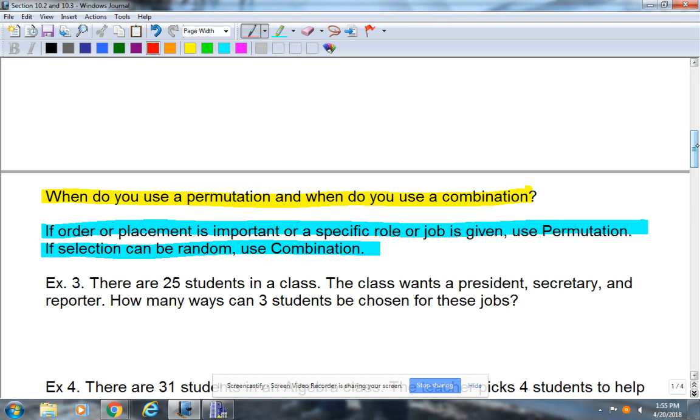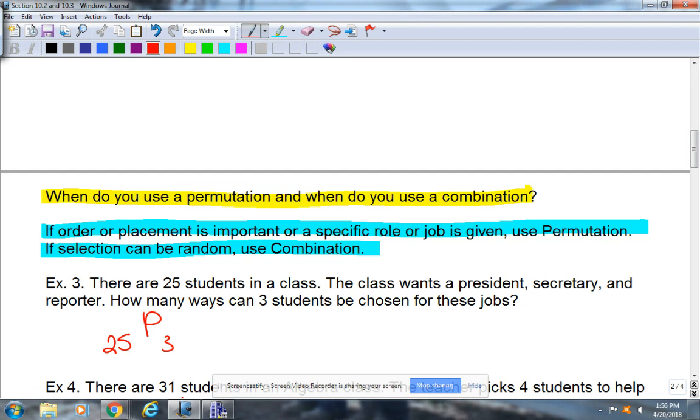Okay. There are 25 students in a class. The class wants a president, secretary, and reporter. How many ways can 3 students be chosen for these jobs? Now, do y'all think that's going to be a combination or a permutation? Why? Because it's not important what they choose. No. Because if you're a president, you have a certain job. If you're a secretary, you have a certain job. And if you're a reporter, you have a certain job, right? Those are different roles. Does that make sense? So this would be a permutation.